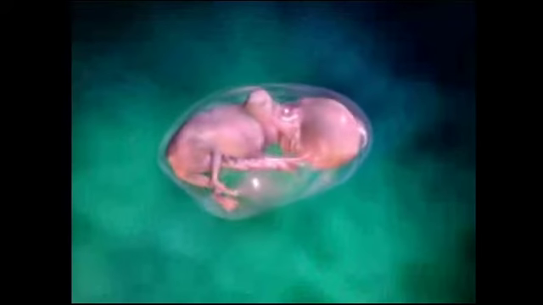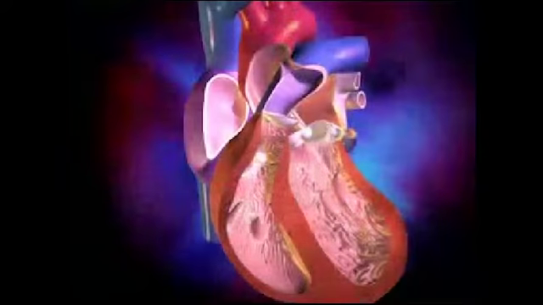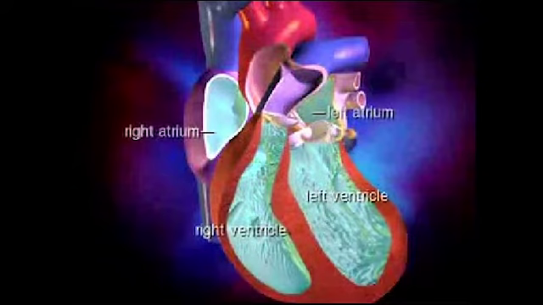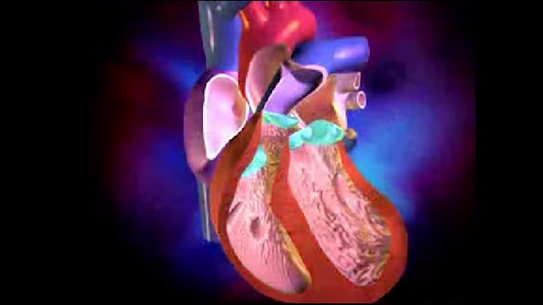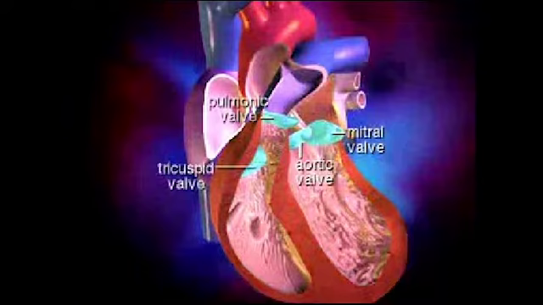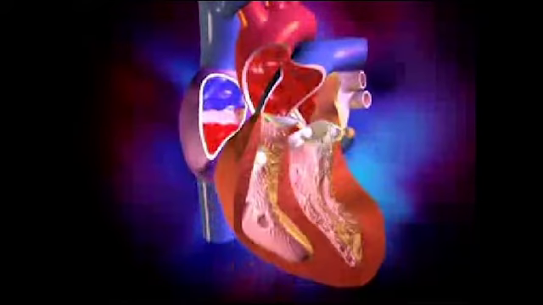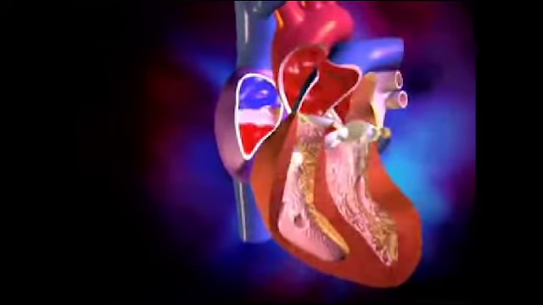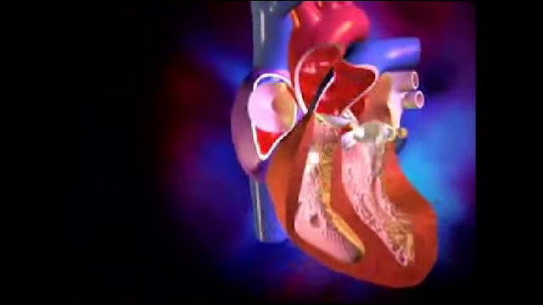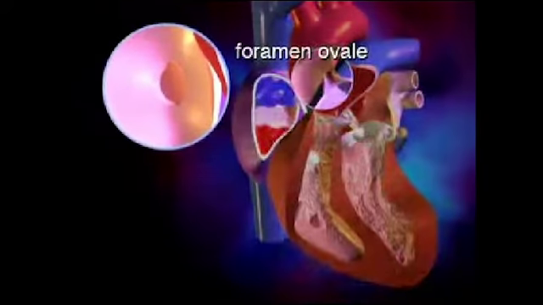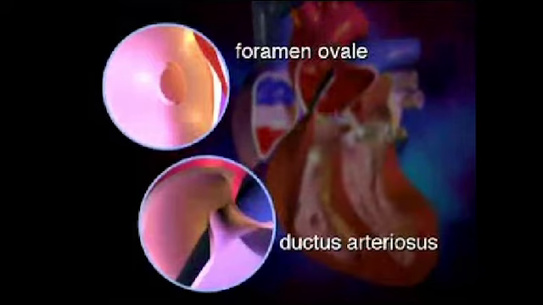Because the fetal lungs will not be used until after birth, blood must bypass the lungs to circulate to the rest of the body. Inside the prenatal heart, 4 chambers and 4 valves have formed to circulate the blood. 2 structures allow the blood to be routed around the lungs: the foramen ovale and the ductus arteriosus.